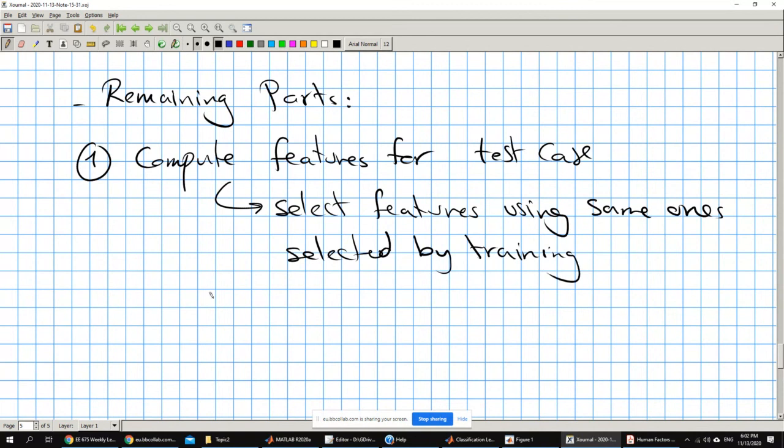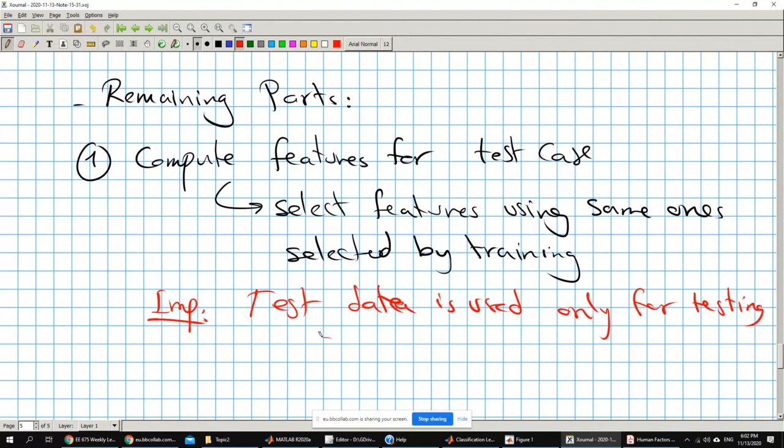You have to keep in mind one very important thing. Test data is used only for testing. It's not used for selection. It's not used for optimization.